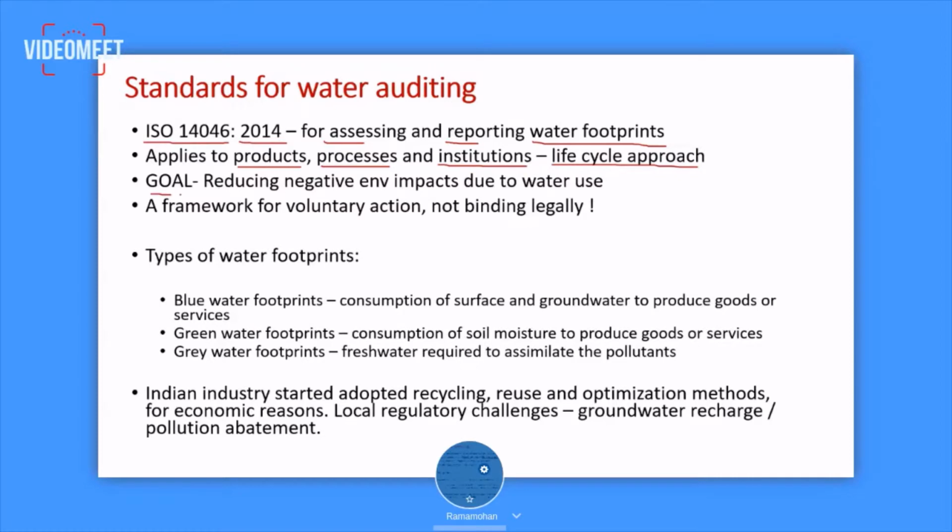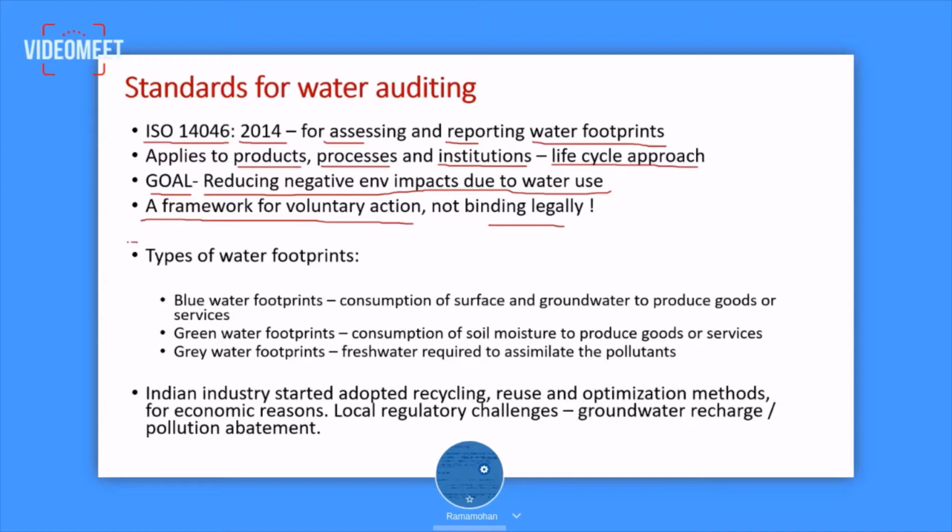And ultimately, the goal of this water footprint analysis is reducing negative environmental impacts due to water use. It gives us more insights into how water is being used and where there is a possibility of reducing water use and improving efficiency. And finally, it is just a framework for voluntary action. In fact, it is not binding, not legally adopted. It is a collection of good practices and methodologies that you voluntarily adopt to reduce your water footprints, and then set an example for others to follow.